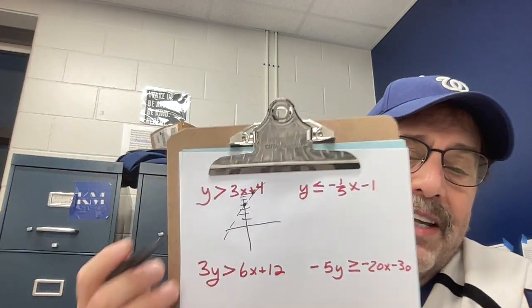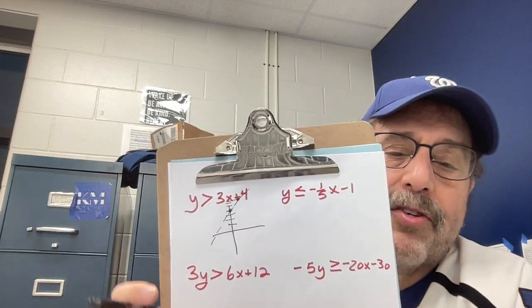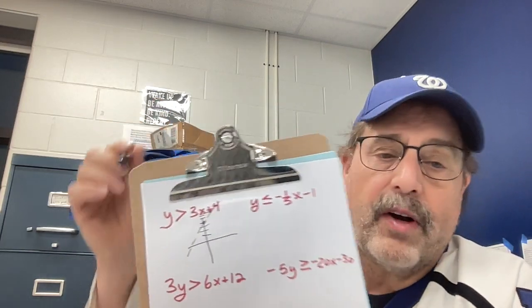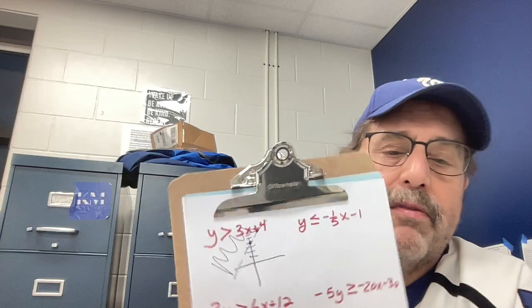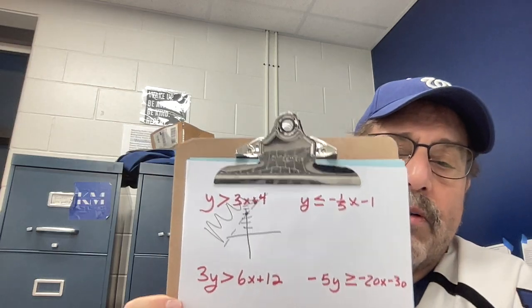Now, when the y is on this side, it makes so much sense. This says y is greater than. Greater says above, and we would shade above. Much better than I did. All right, the next one.